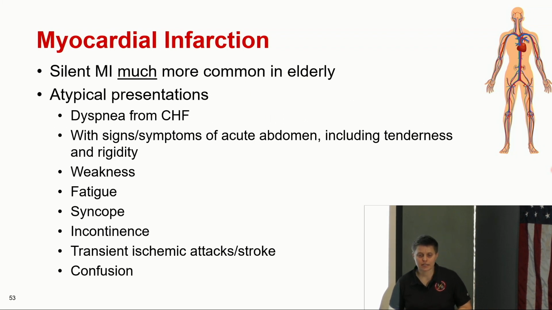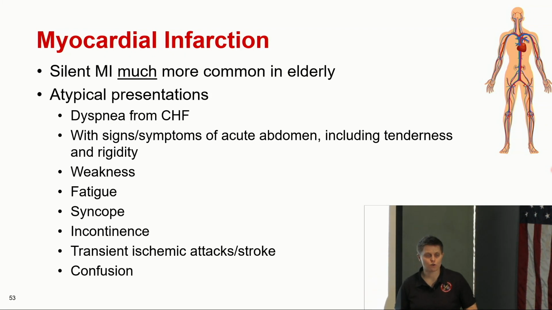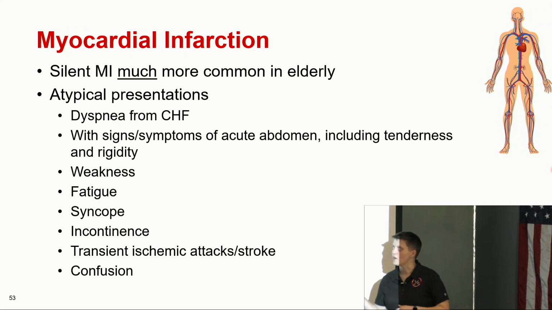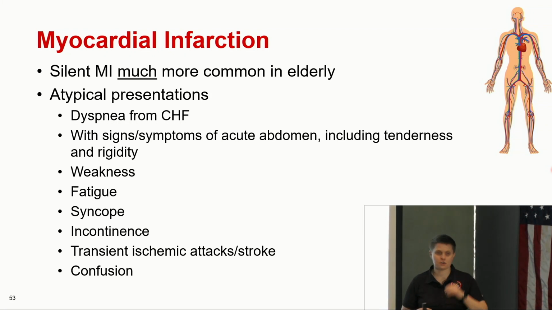Let's talk about MI for a second. Silent MIs are a lot more common in elderly patients. So as with all of the other organ systems, elderly patients may present atypically with what is a common diagnosis for you guys to see. So they might present with worsening dyspnea in the context of underlying CHF. They might actually present with signs or concerns for an acute abdomen, even tenderness or rigidity in the abdomen. They may have weakness, fatigue, syncope, incontinence, TIAs or stroke, or confusion.